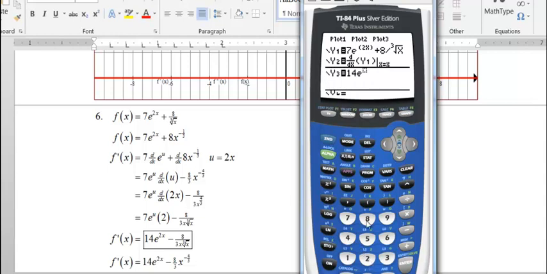14 e to the 2x, and then minus 8 divided by parentheses 3x times the cube root of x, and I think I've got all my parentheses where I need them. I don't like the way that looks, but it's 3x times, maybe I should back that up to make sure you're clear.